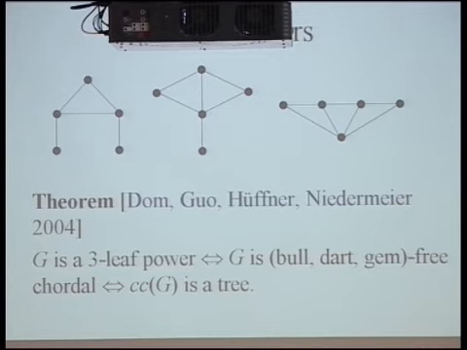And the theorem is that G is a 3-leaf power if and only if G is fully dart and gem-free chordal. Again, the tiny subclass of chordal graphs. If and only if the critical clique graph is a tree. One can say even more.